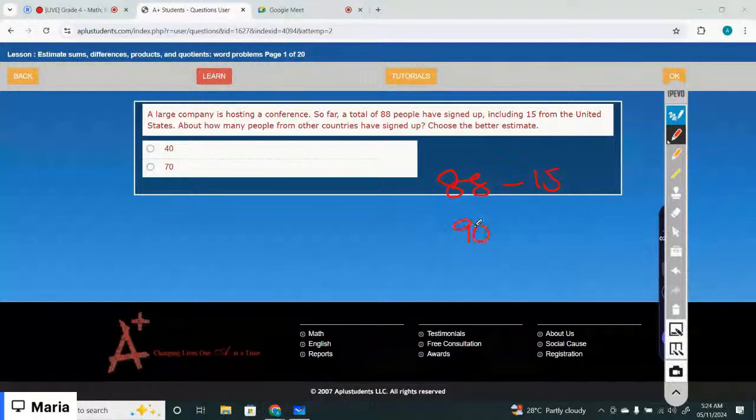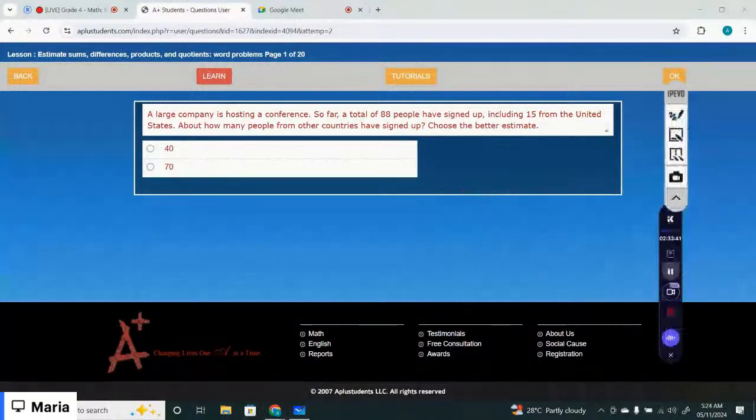88 could be rounded off to 90 and 15 you can round off to 20. So 90 minus 20 is 70. So that means the people from the other countries who signed up are 70. That means 70. Option number 2 is the correct option.